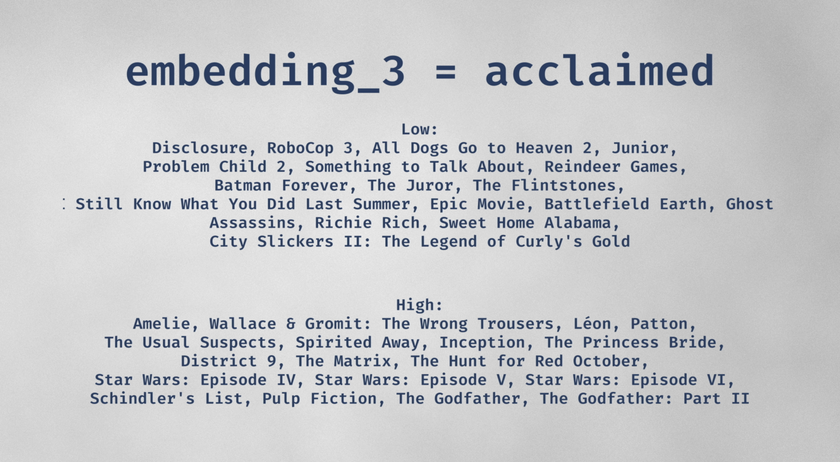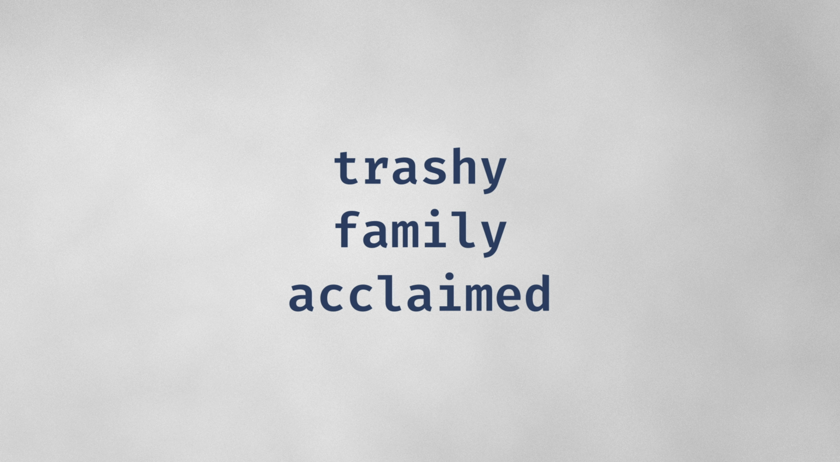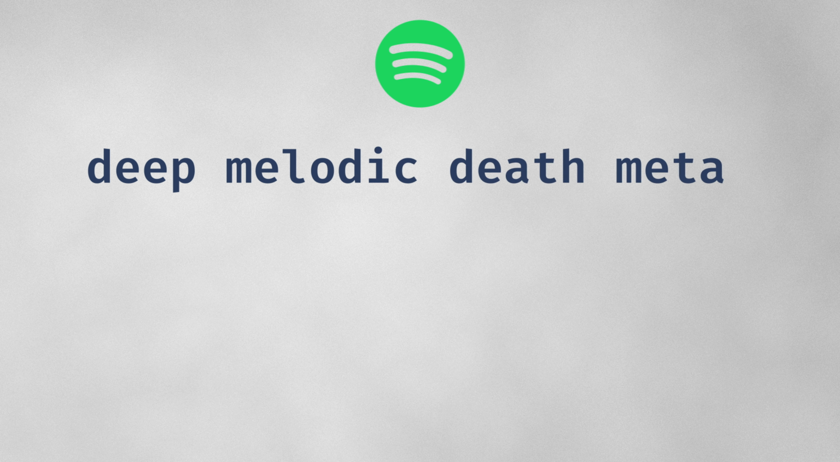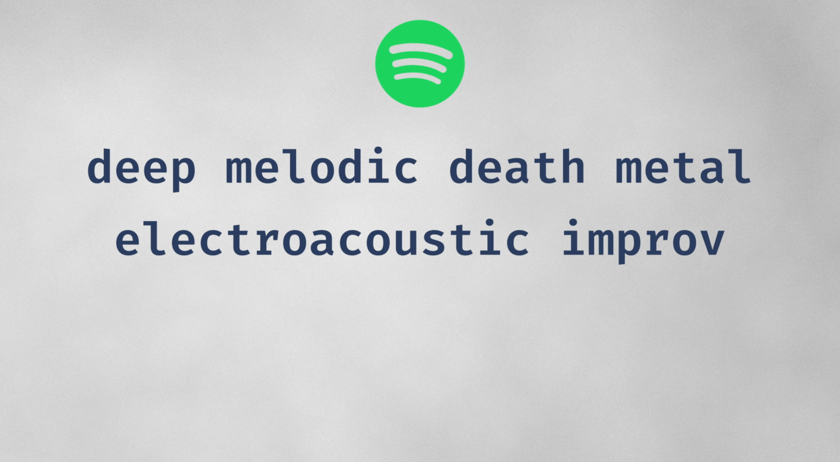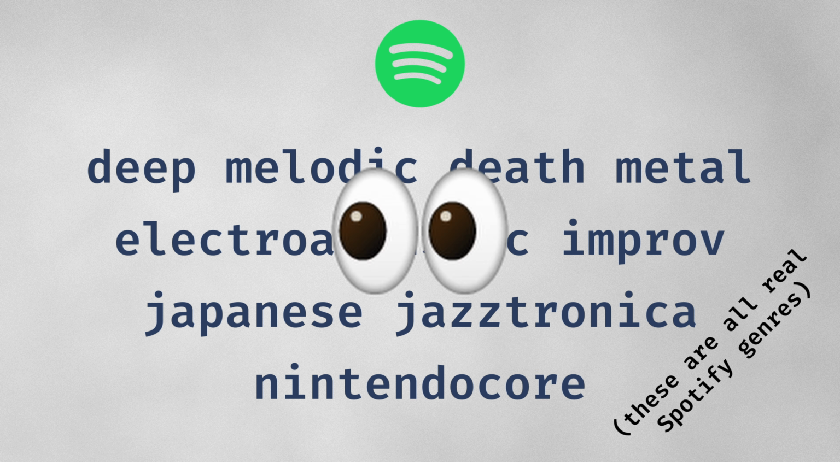This is a crucial point. We don't tell the model ahead of time what characteristics to learn. We just train it, and then after the fact, we can look at the values it's learned and assign some sort of human interpretation to it. This is why when you look at the genres that Spotify or Netflix use, they can seem oddly specific, like deep melodic death metal, electroacoustic improvisation, Japanese jazz tronica, Nintendo core. They can use hundreds or even thousands of embeddings, and then it's just some guy eyeballing them and seeing what they look like.